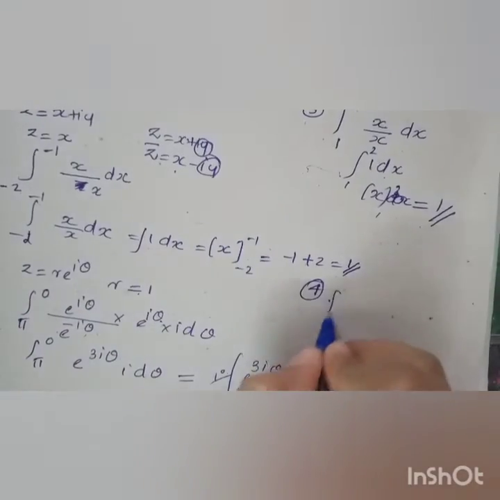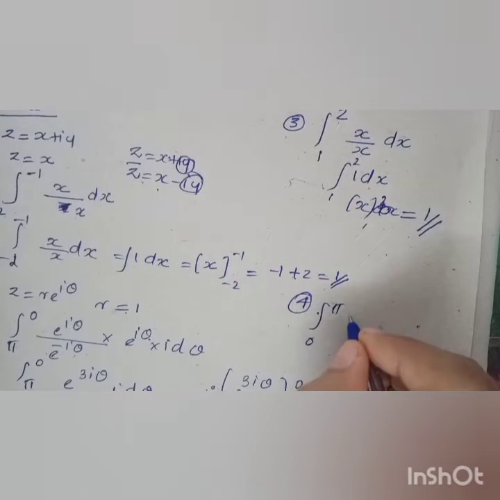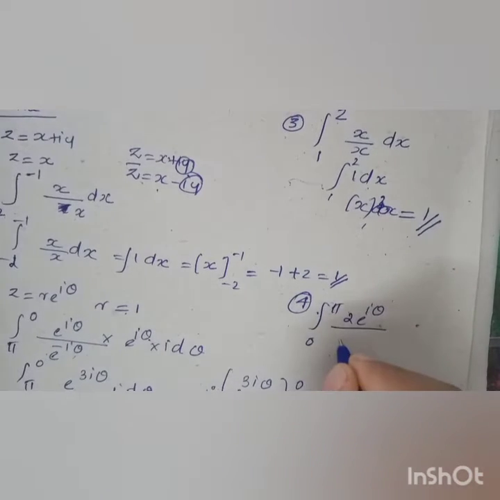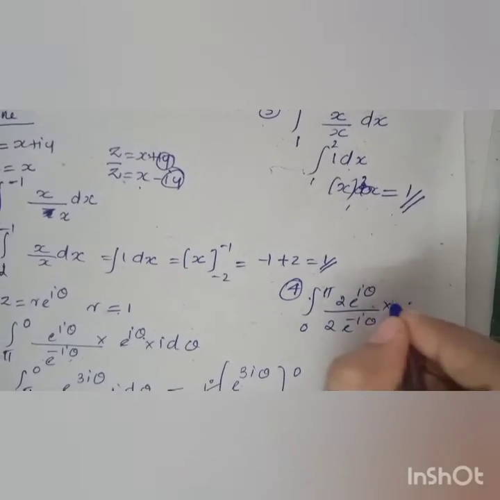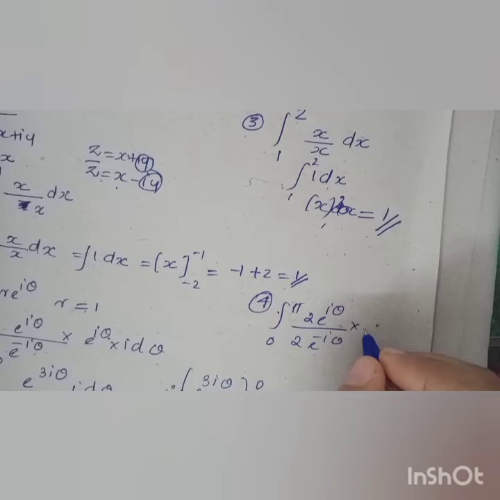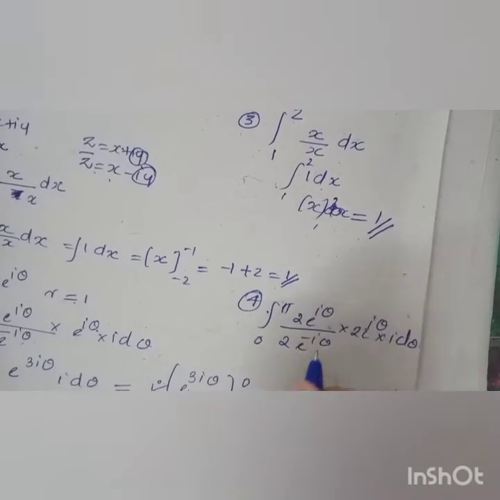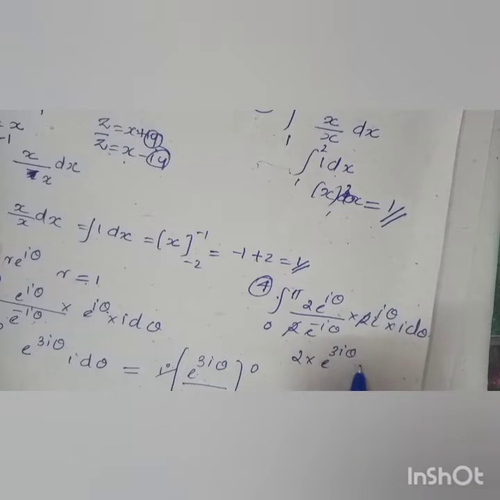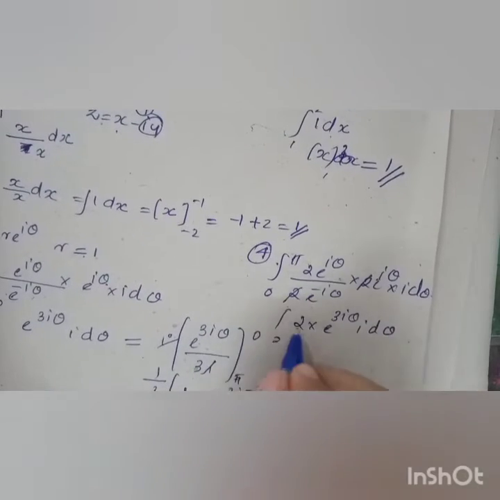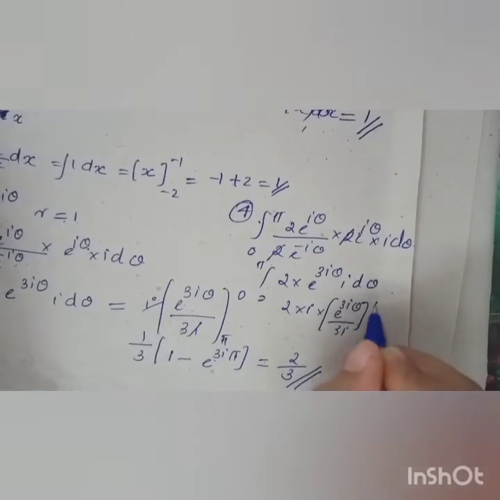So integral 0 to pi, z is equal to 2, the radius, 2 e raised to i theta, divided by z bar, which is 2 e raised to minus i theta, into dz, which is equal to 2 e raised to i theta into i d theta. So the 2 cancels. So 2 e raised to 3i theta into i d theta from 0 to pi. So 2 into i into e raised to 3i theta divided by 3i after integration from 0 to pi.